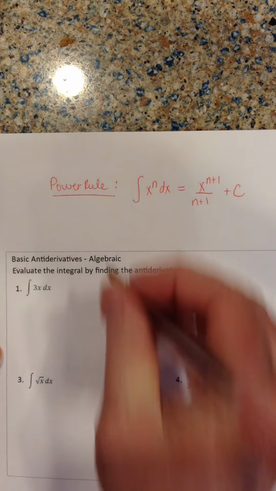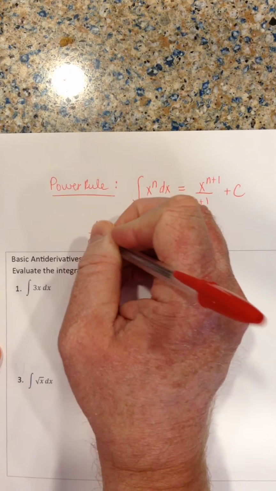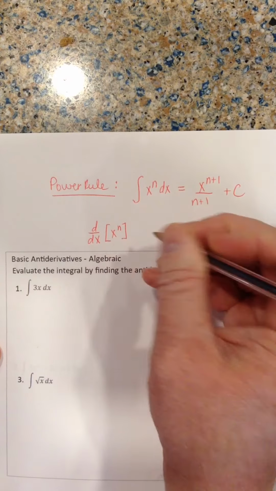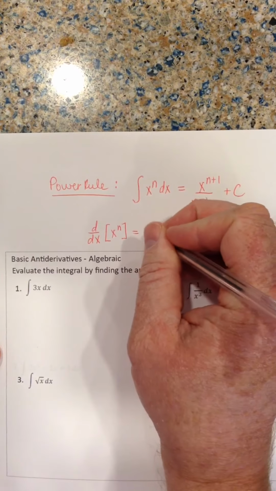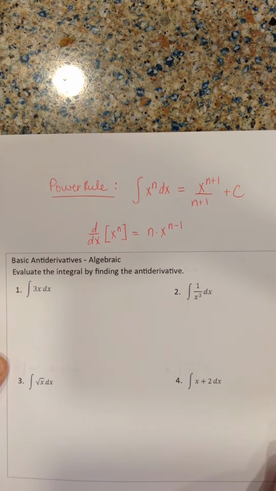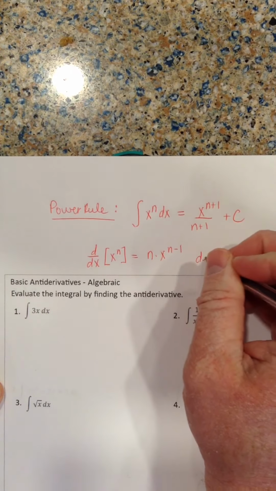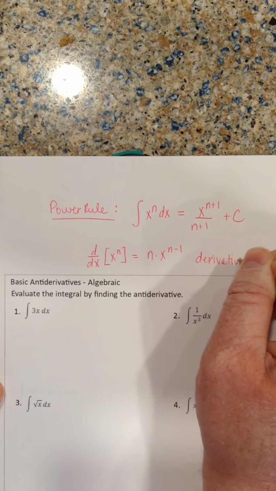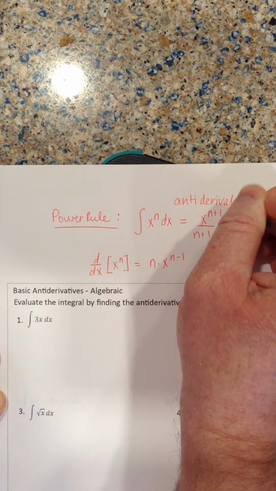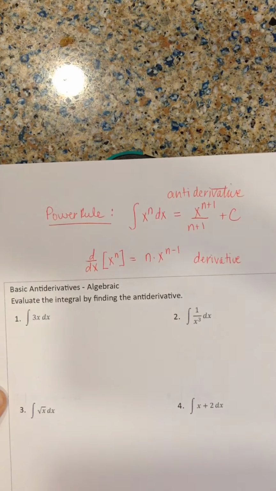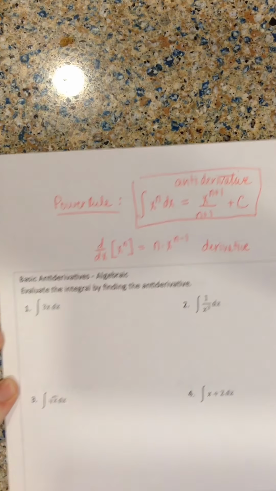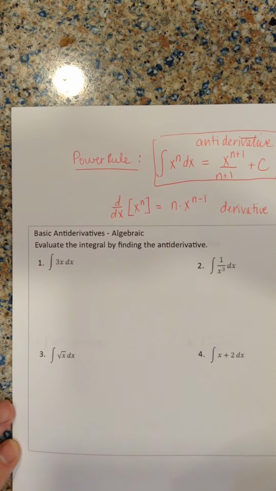It's basically the inverse, well, the mathematicians wouldn't like me saying inverse for this, of the power rule for derivatives, which is n times x to the n minus 1. It basically goes backwards. And so this is a derivative, and this is an antiderivative. Okay, so we're dealing with antiderivatives here. So let's look at a few examples, okay?